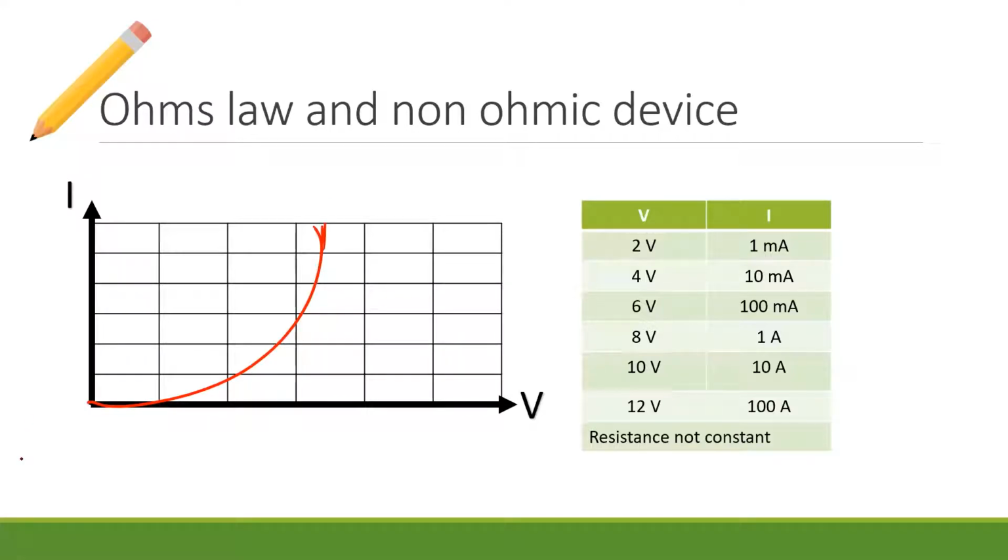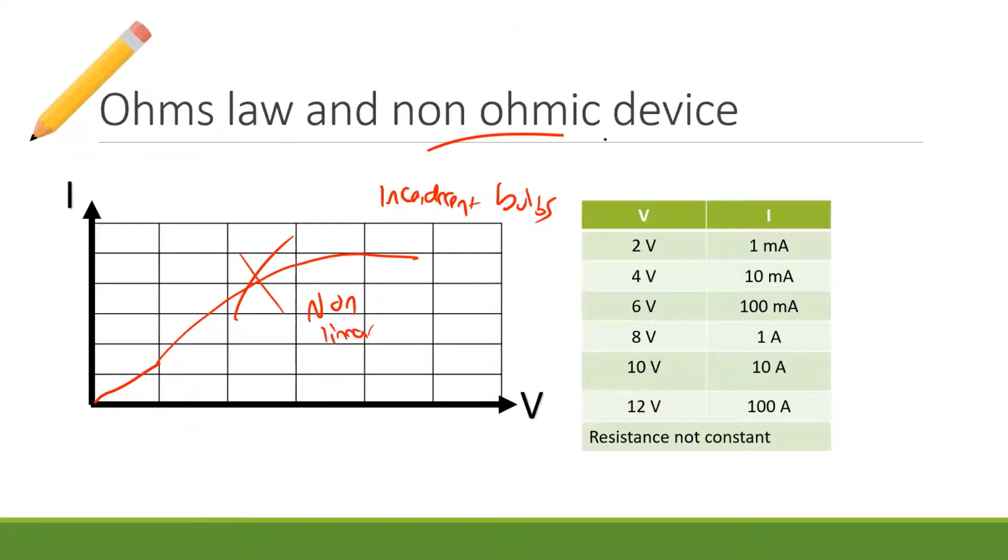There are other non-ohmic devices that start off looking like an ohmic device, but then they do something like this. This is what happens with incandescent bulbs. You put all this extra voltage in, but it doesn't actually lead to anything. The main thing is it's not linear. You're putting in all this extra energy, but it's not making the electrons move faster. So that's what you want to look for. Non-ohmic devices are non-linear.